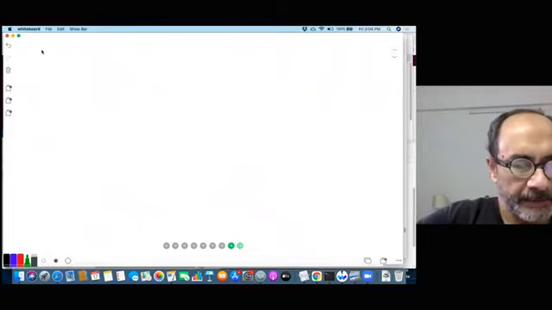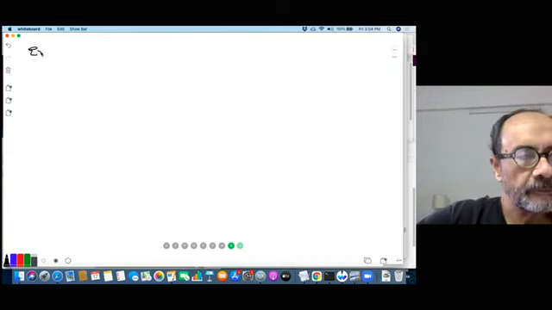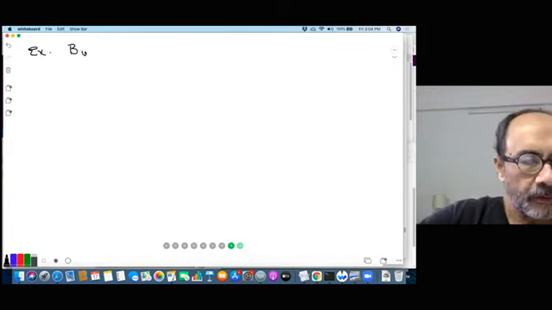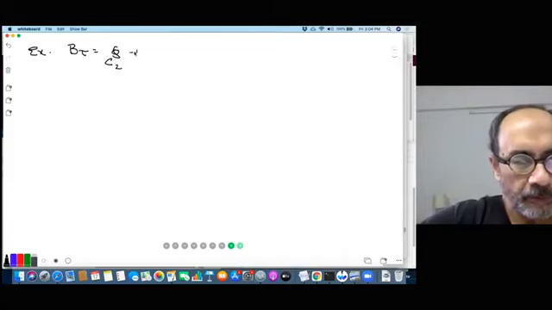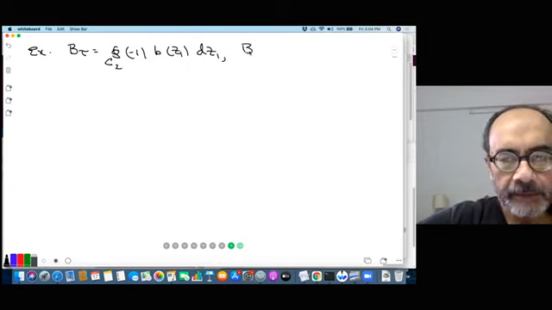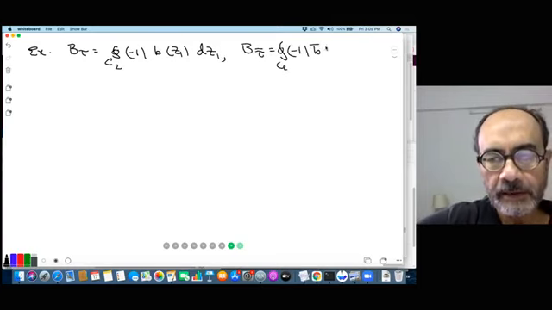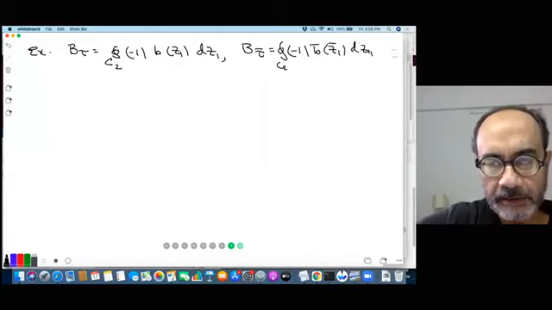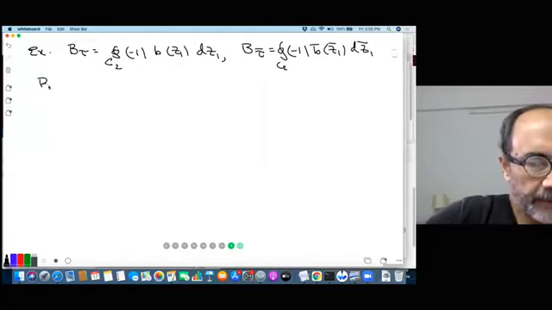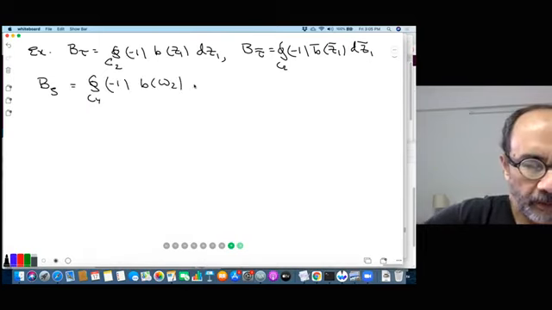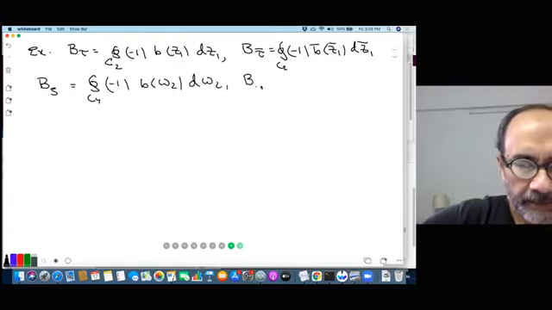Okay, so exercise. B tau will be given by the integral over C2 minus 1 times b of Z1 dZ1. B tau bar is the integral over C2 minus 1 b bar of Z1 bar dZ1 bar. B zeta will be the integral over C4 minus 1 b of W2 dW2, and B zeta bar similarly.